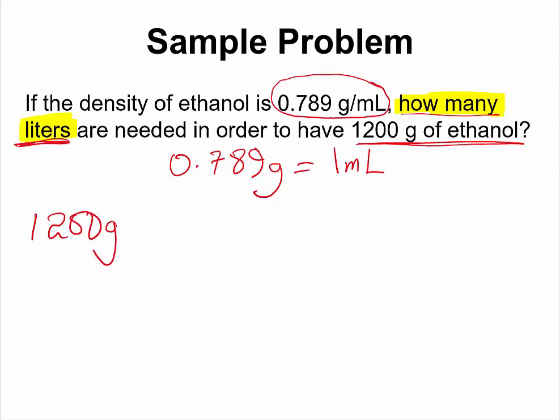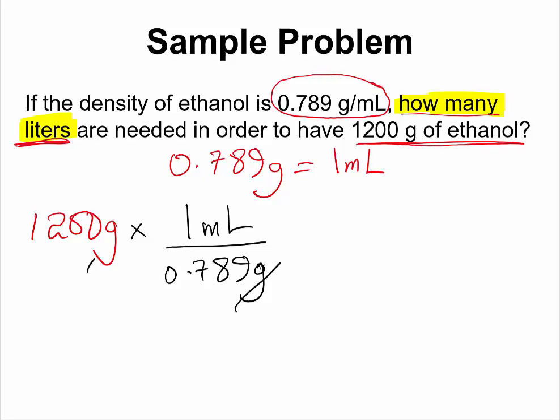So 1,200 grams. We can use the conversion factor between grams and milliliter. The conversion factor is that 0.789 grams of ethanol should have a volume of 1 milliliter, grams will cancel out, which means we're going to get our volume in milliliter. But the question specifically asked us to find the volume in liters. So we would need to change the milliliter to liters.